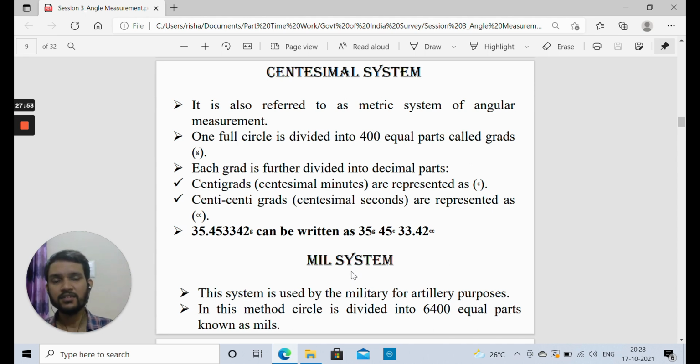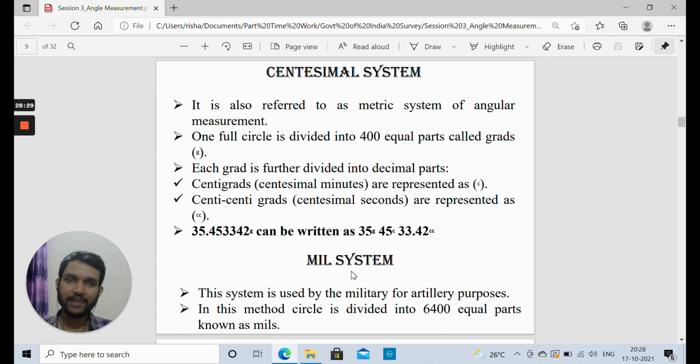What is Centesimal system? It is also referred to as metric system. Though most of the calculations we do in metric system, this is the actual metric system that exists. In this, the entire circle, one complete revolution of a circle, is divided into 400 equal parts that are known as grads. It is shown by a small g as superscript after the angle is written. So if we are writing suppose 360 grads, it will be 360 and g will be written after it as a superscript at the top of 360.